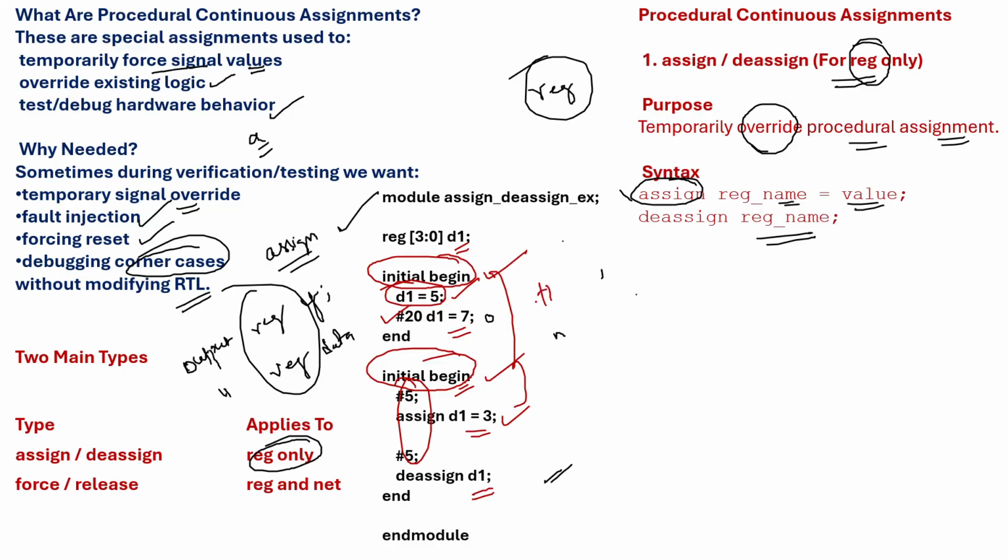At simulation time 0, D1 equal to 5. After 5 seconds, it takes D1 equal to 3. And then after 5 seconds, it is deassigned. Then we will see the output. Just execute this program after the class, and then you will get to know what output you are getting.